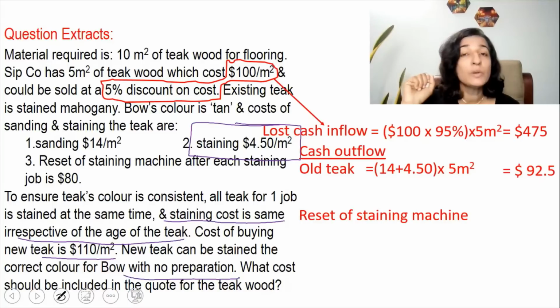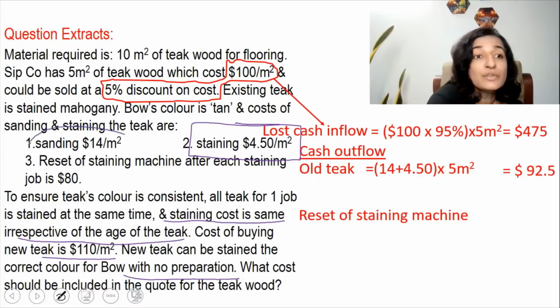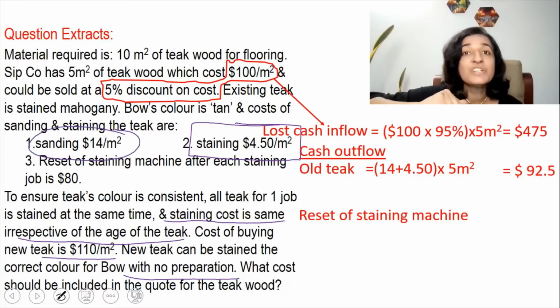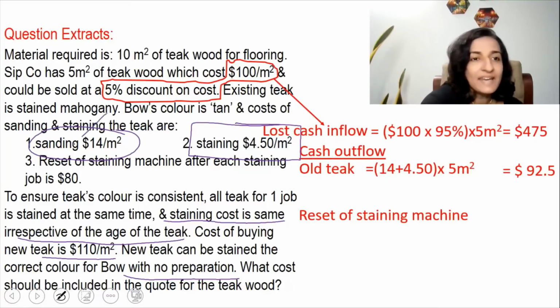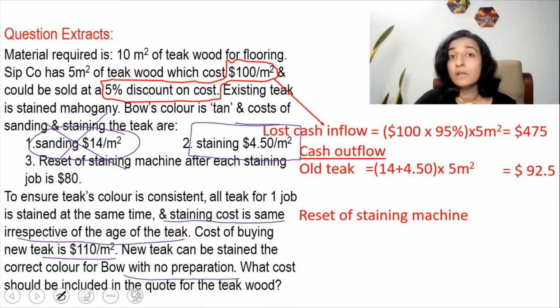What do you mean by with no preparation? That is, we don't need to do the sanding part. That is, no polishing and so on is required. We can directly stain it. So the sanding cost will not come for the new teak. Only the staining cost will come.